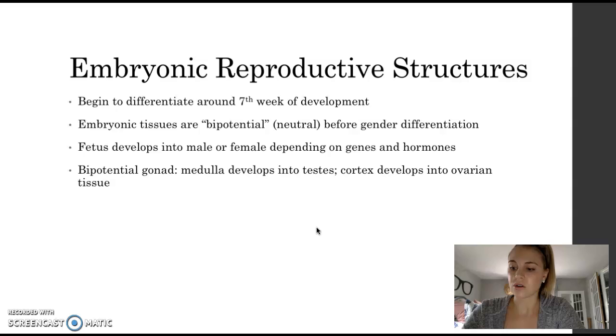And the bipotential or neutral gonad consists of an outer cortex and an inner medulla. And under the influence of a developmental signal, the medulla will develop into testes. And then without this developmental signal, the cortex will become ovarian tissue. And we'll discuss that further in length a little bit shortly.